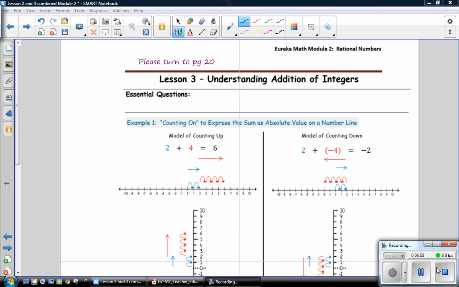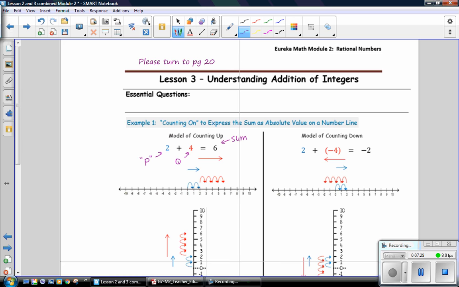Recall in the student outcomes that we are going to use arrows to show the sum of two integers, p plus q, on a number line. When they're talking about p and q, p is just the first value, also called the addend, and the second value, or the second addend, is called the q value. And then the 6, the answer to your addition problem, is the sum.